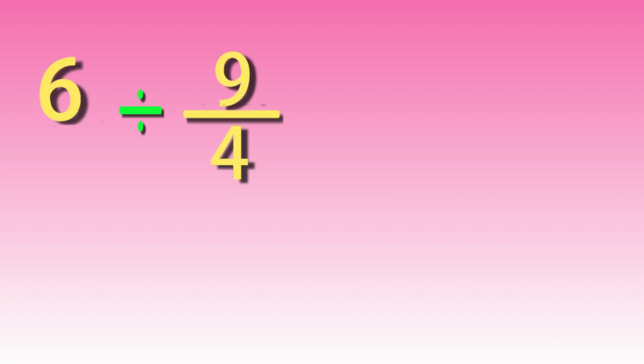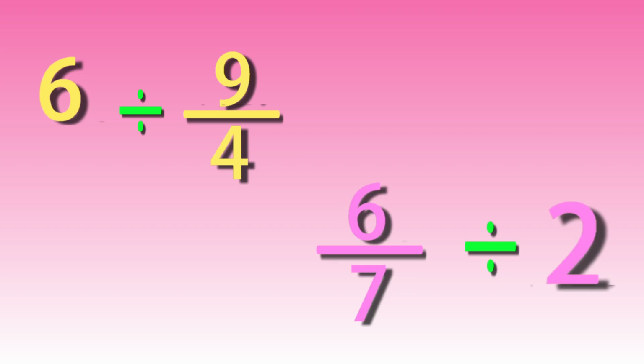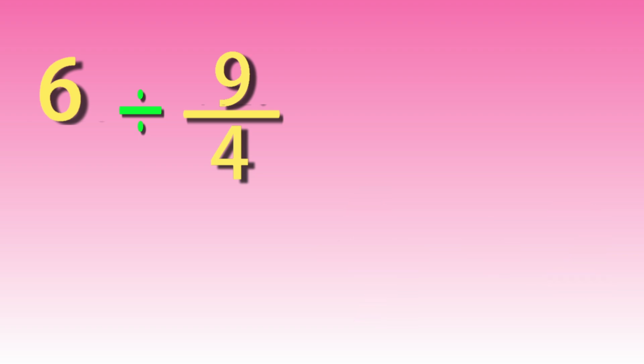In the first variation, 6 divided by 9 over 4, we're dividing a whole number by a fraction. And in the second variation, 6 over 7 divided by 2, we're dividing a fraction by a whole number. We'll start with 6 divided by 9 over 4. Well, it looks like we have an issue here because 6 isn't a fraction. But that doesn't matter because in the first step of the process, whatever number you are trying to divide, you don't alter it. So since we're dividing 6, we keep it as it is.